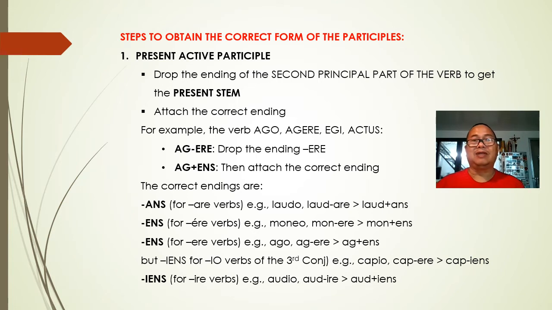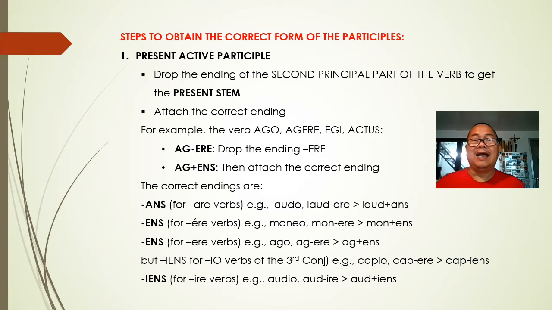Hindi gagamitin ta ang second principal part of the verb. You drop the ending. Ano ang mga ending sa conjugation? First conjugation, ending is are. Second conjugation, ere with long e. Third conjugation, ere. Fourth conjugation, ire. So, you drop those endings and then you attach the correct ending to form the present active participle.